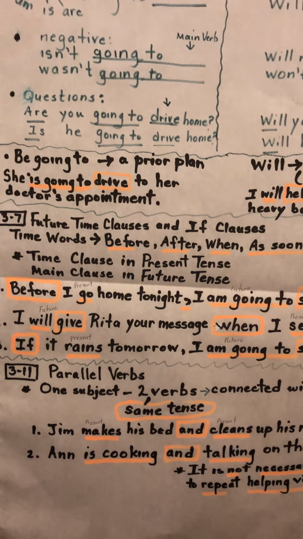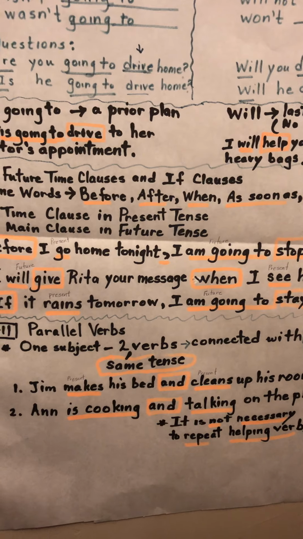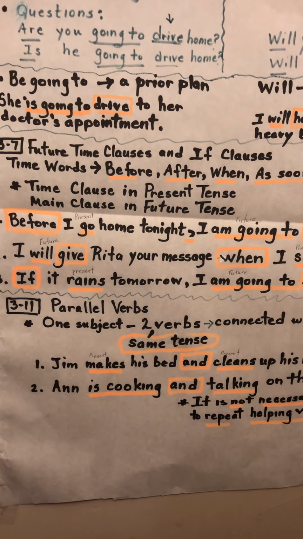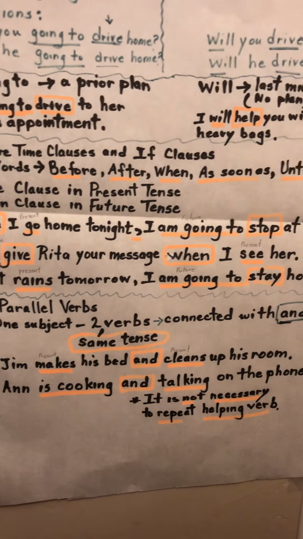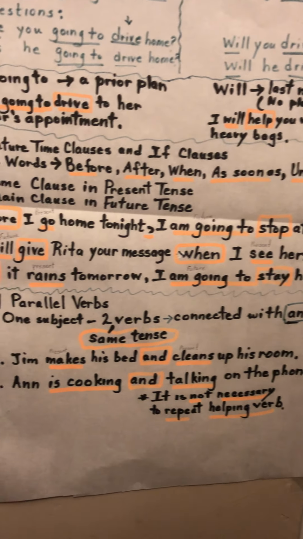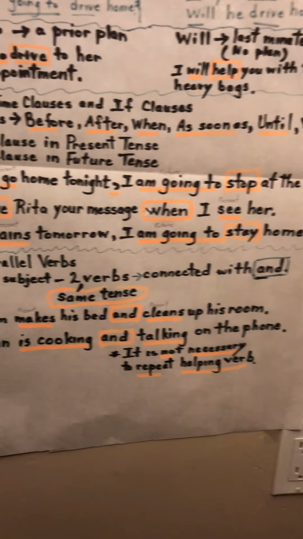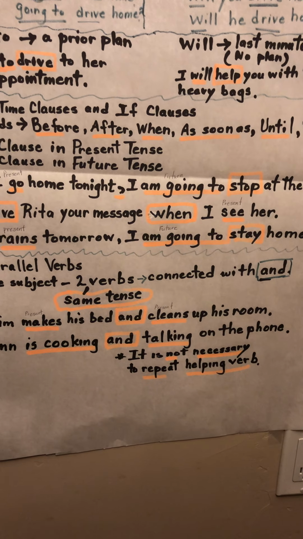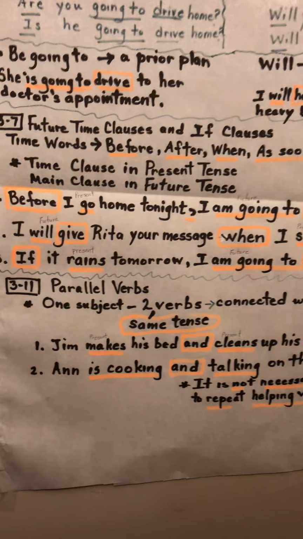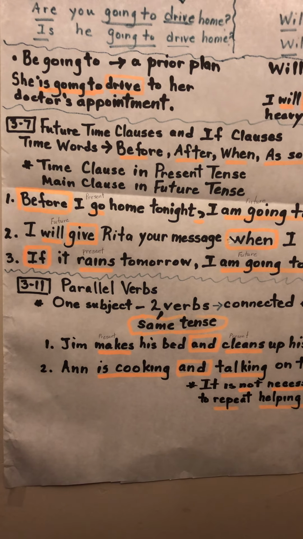Before I go home tonight, comma, I am going to stop at the store. The first clause, which is a time clause, before I go home, is in present. Go is in present. I am going to stop at the store. The main clause is in future. Number 2, I will give Rita your message when I see her. When I see her is a time clause. See is in present tense. I will give is in future.